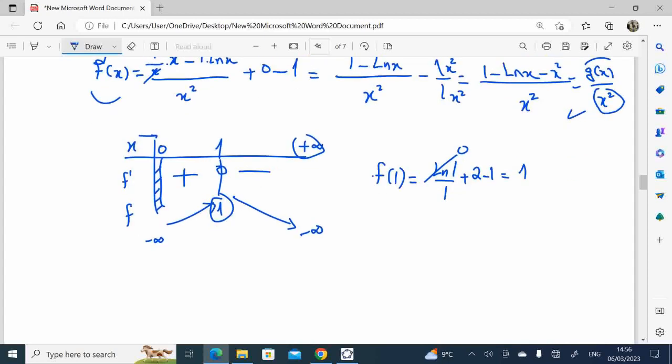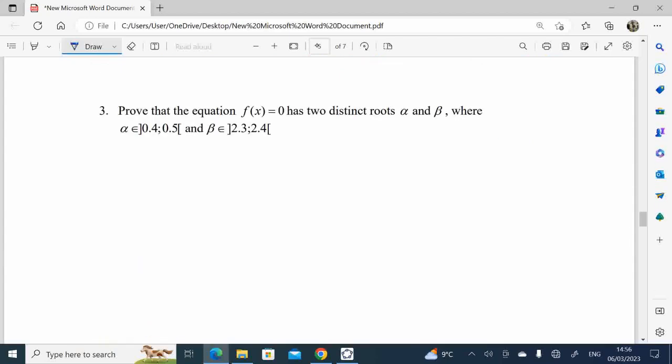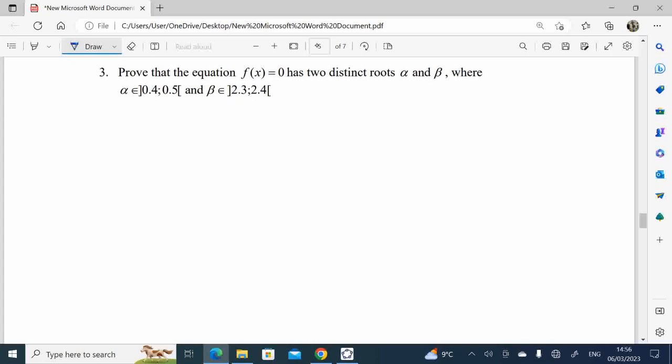Let's go now to part 3. What do we have in part 3? In part 3 we have: prove that the equation f of x equals 0 has two distinct roots, alpha and beta, where alpha is in the interval 0.4, 0.5 and beta is between 2.3 and 2.4. In order to prove this, we're going to use what is known as the intermediate value theorem.